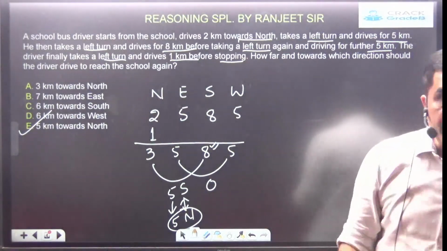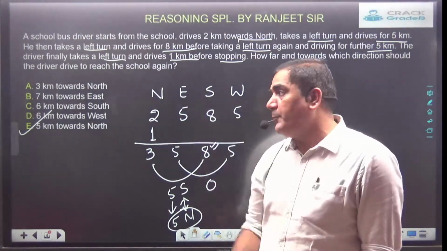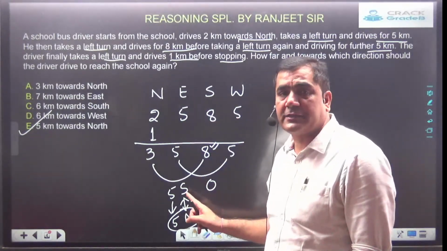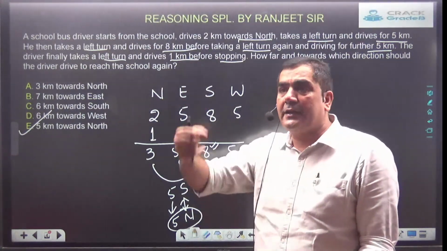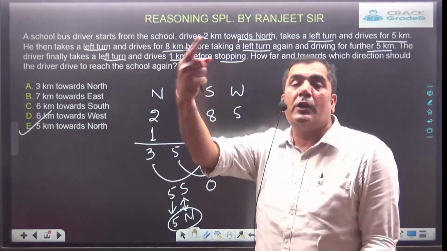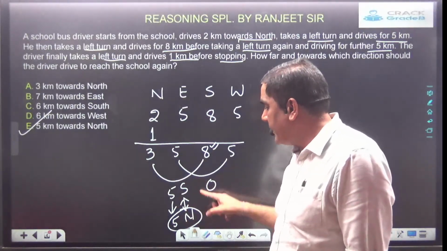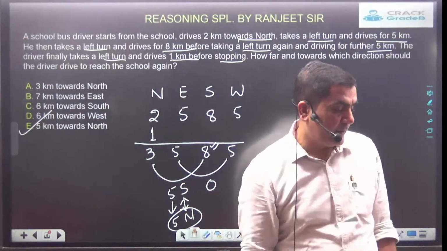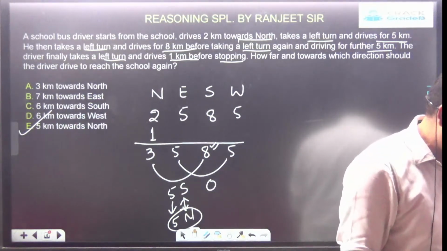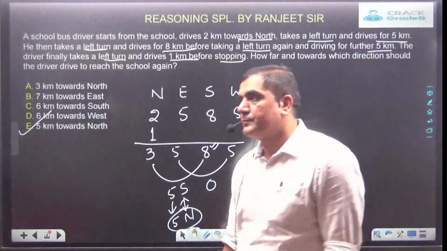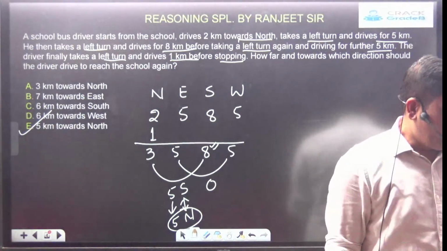Clear? If they have asked from the starting point in which direction the driver is, then from the starting point the driver should be in the south direction. But here they are asking final to initial. In which direction should the driver drive to reach the school again, means from final to initial they are asking. So simply reverse this one. Simply take the opposite of this one. Clear? Anyone, any problem? Okay.